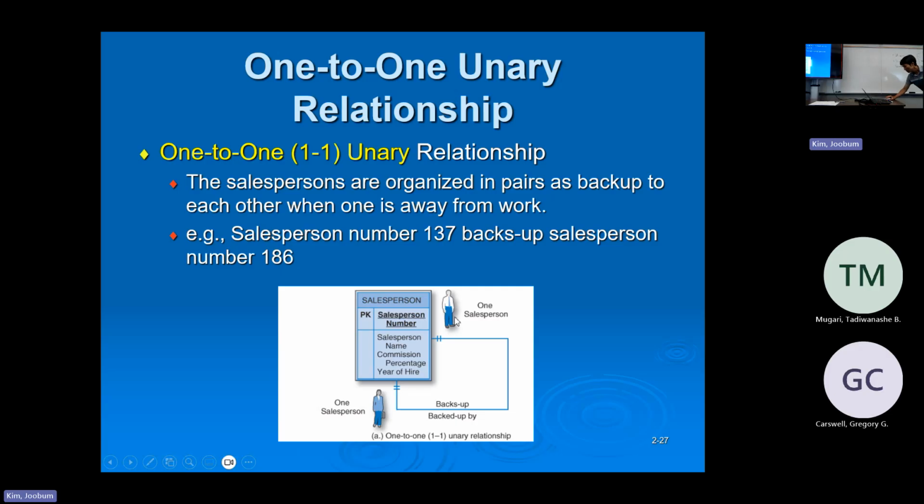So one person backs up the other salesperson, who is backed up by this person. Only one person matches. So it's a backup system, especially in this example. But depending on the situation and the business environment, the cardinality and the modality can change. But in this case, just one person is a backup. So one entity, unary, and one-to-one. This is a one-to-one unary relationship.